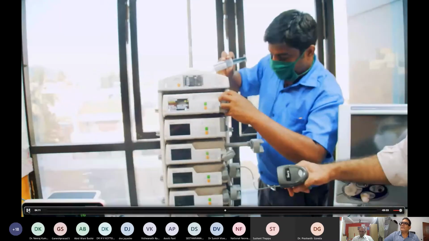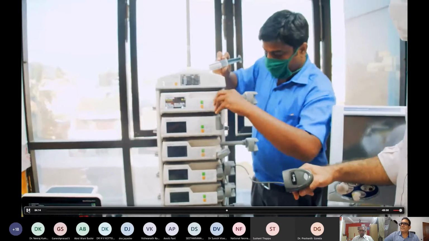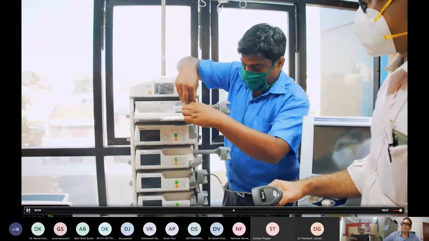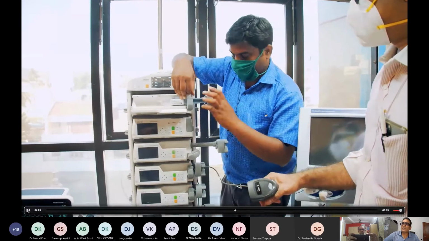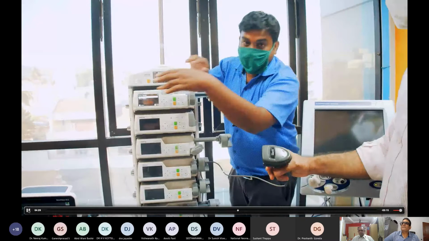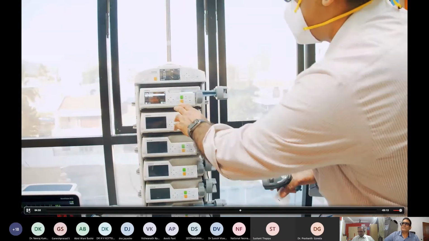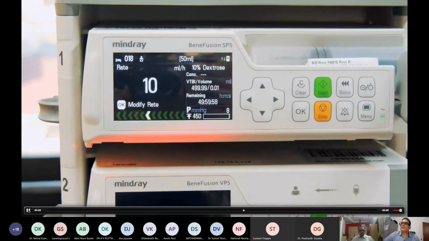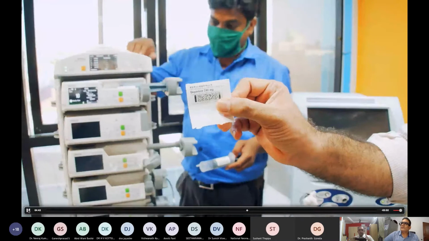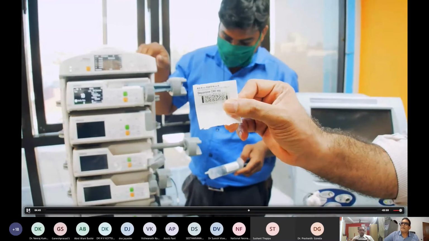The nurse places the syringe of the 10% dextrose there, after ensuring that that's the right thing. There will be a sticker on the syringe also, saying that it's 10% dextrose, so you can match all those things. Once you close it, you just press start. That's it. You just accept, and the prescription is executing now. It's going on now. And similar thing for dopamine.